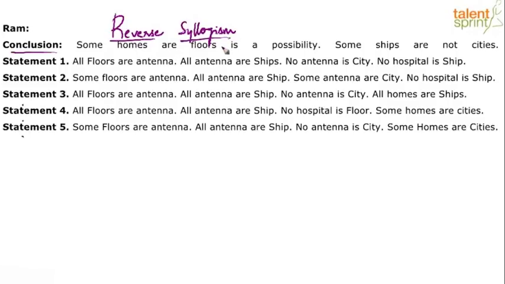Some homes are floors is a possibility, and some ships are not cities. I think the easiest way is to quickly draw Venn diagrams for the given options and see which option satisfies both the conclusions.